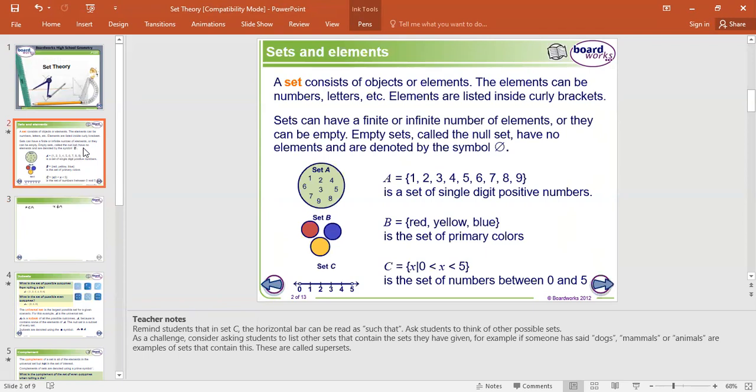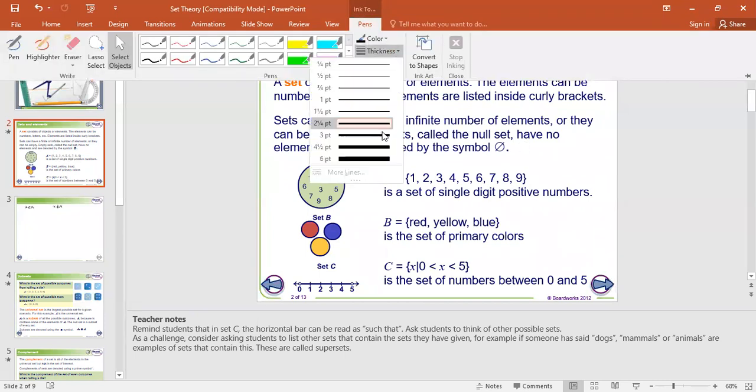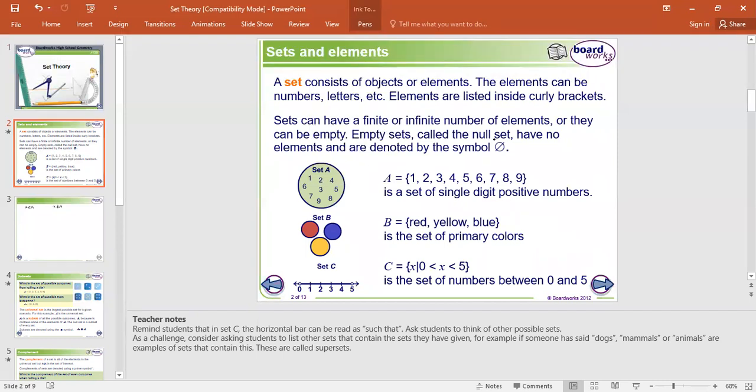So a set consists of objects or elements. The elements can be numbers, letters, etc. Elements are listed inside curly brackets. A set can have a finite or infinite number of elements, or it can be empty. The empty set, called the null set, has no elements and is denoted by this symbol. This is the symbol for the null set. Okay, it is denoted with a circle and a line.